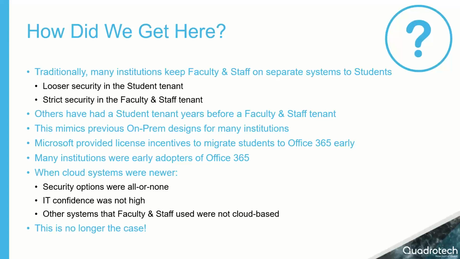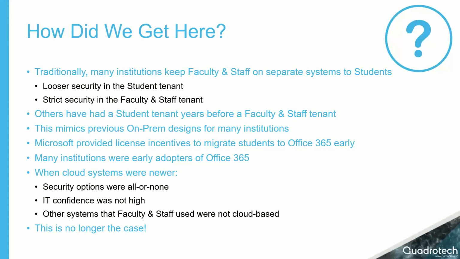When these cloud systems were newer, it was a good fit for students, but we weren't quite ready for faculty to end up out there either. Just like organizations didn't first adopt into Office 365, a lot of our faculty and staff environments were on-prem. This was because the security options, in a lot of cases, were all or none. So if I was really strict on my tenant, that was for everybody. And that really didn't work in the university space or education space.